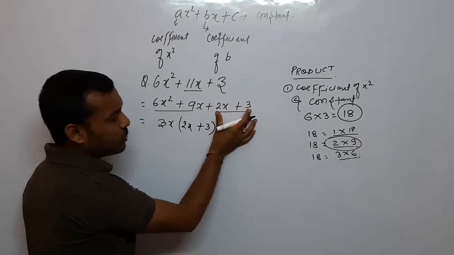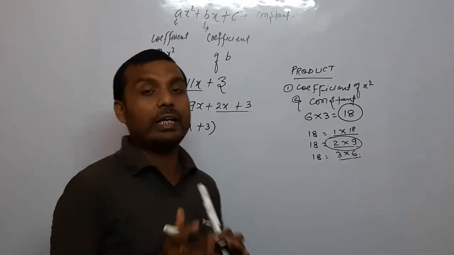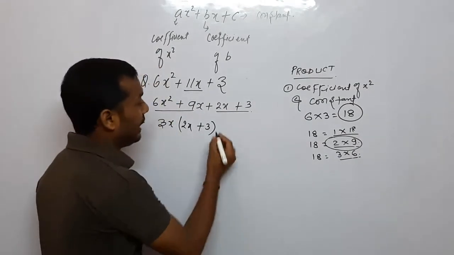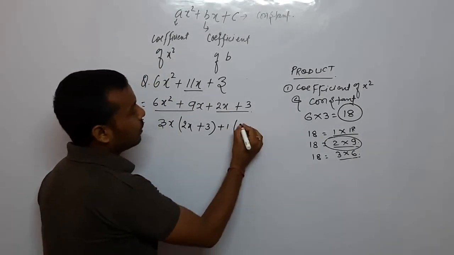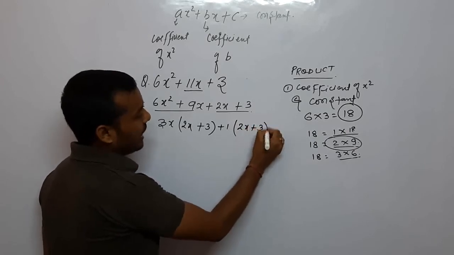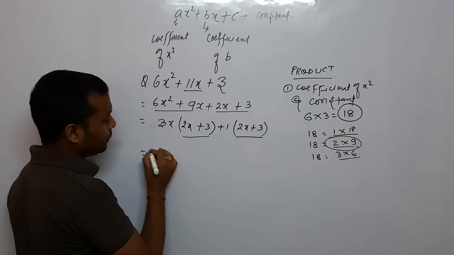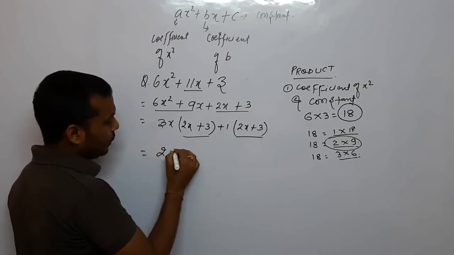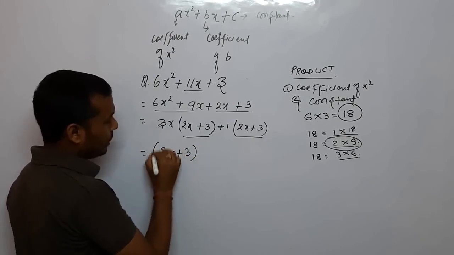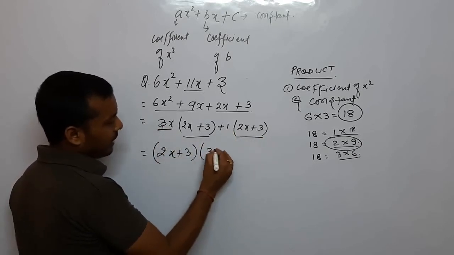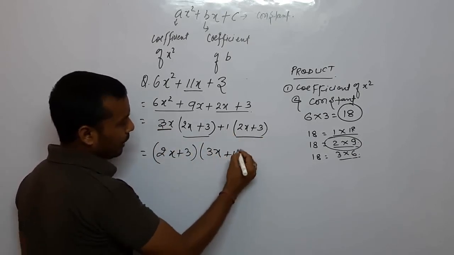Here in these two terms we do not have any common term. When we do not have any common term, we can take 1 as common. So 2x plus 3 as it is. Again 2x plus 3 is a common term. So you can write 2x plus 3 common. When you have taken the common, you are left with 3x here and plus 1 here.